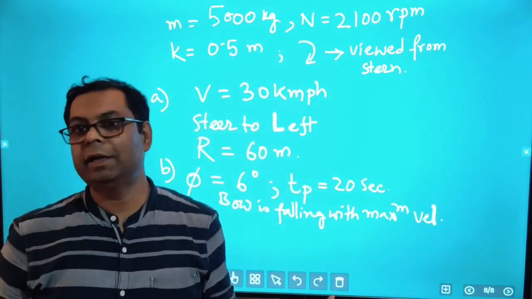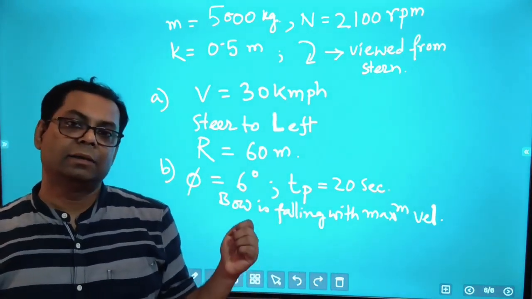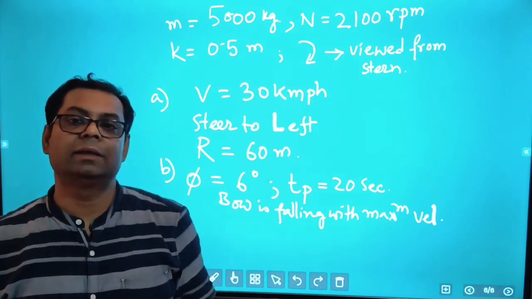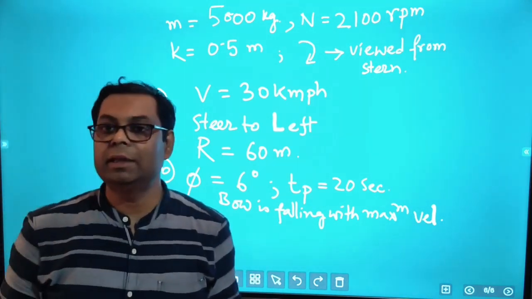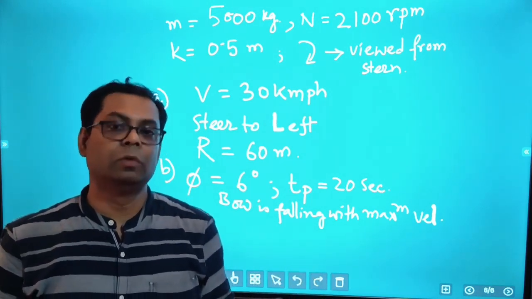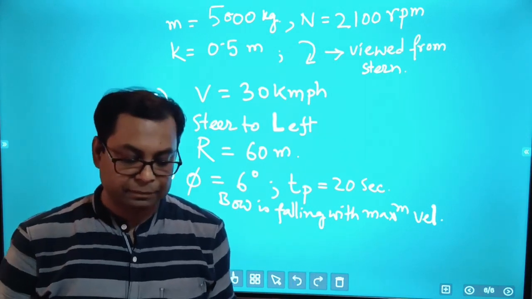In this part B you have to find out what is the gyroscopic couple, and you have to explain in which particular direction the bow tends to move, that is towards starboard or towards port, that you have to explain accordingly.